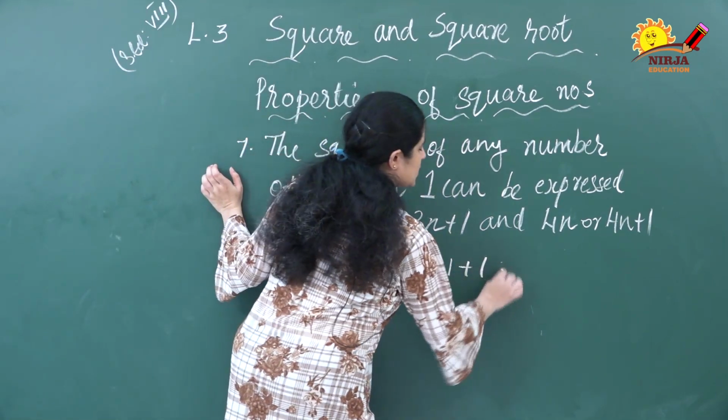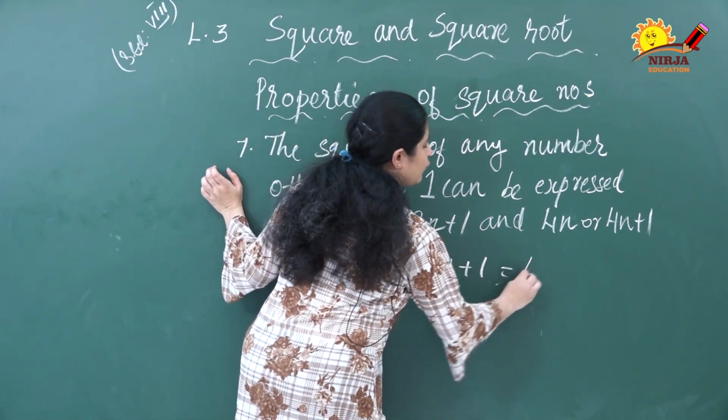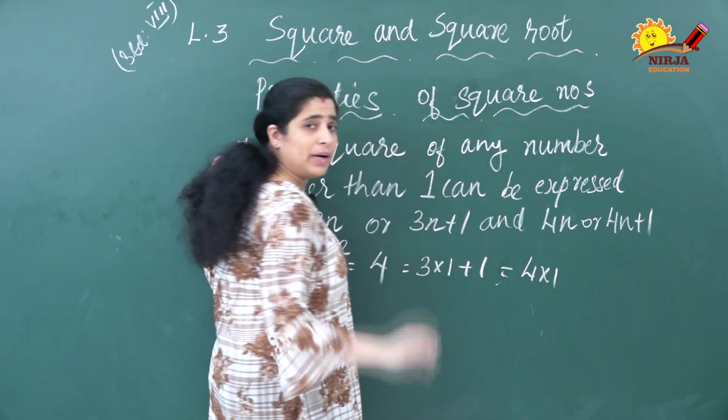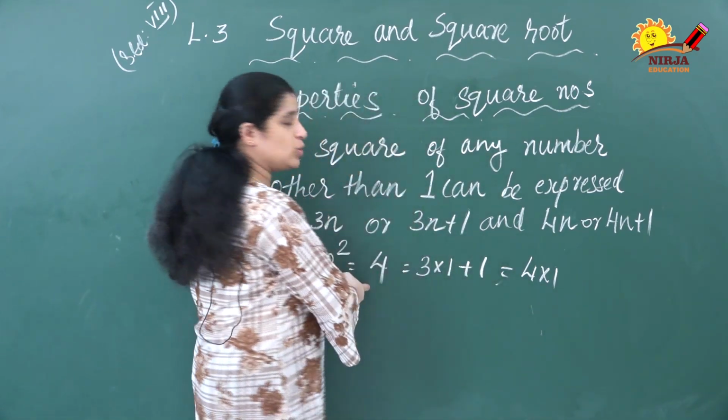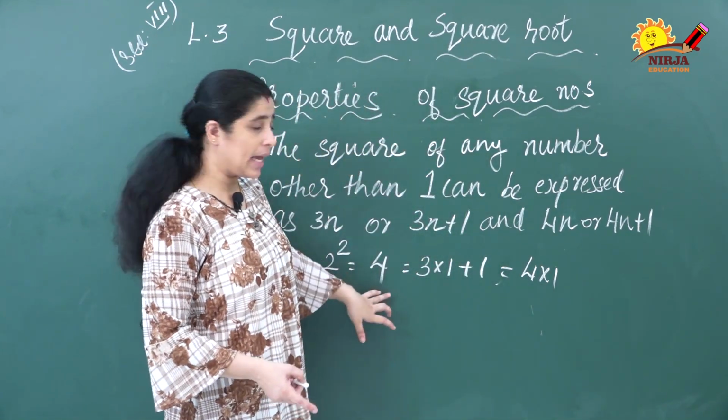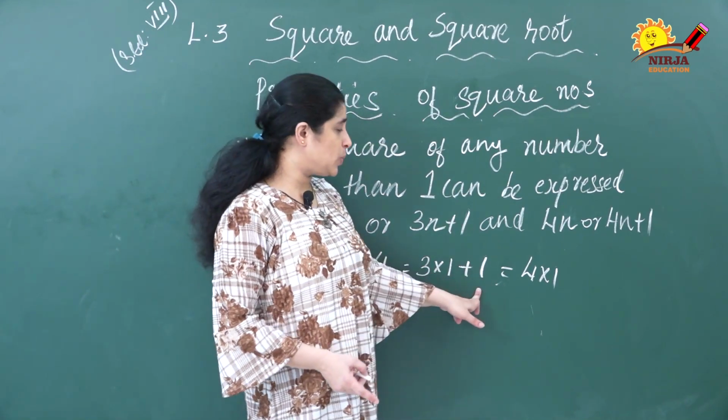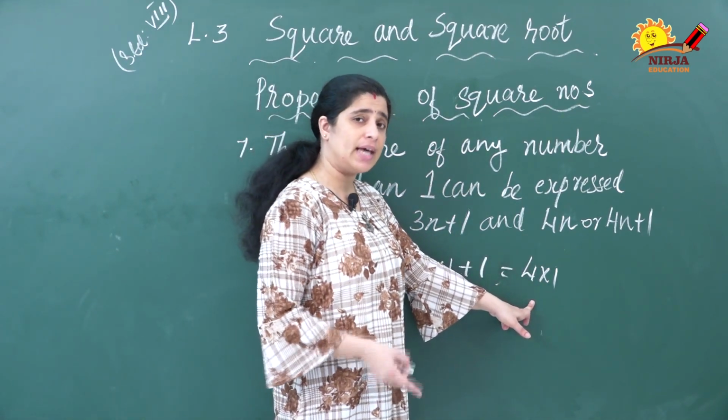And this can be expressed as 4n. That means 4 multiplied by 1, that is equal to 4. So 2 square can be expressed as 3n plus 1, or it can be expressed as 4n.